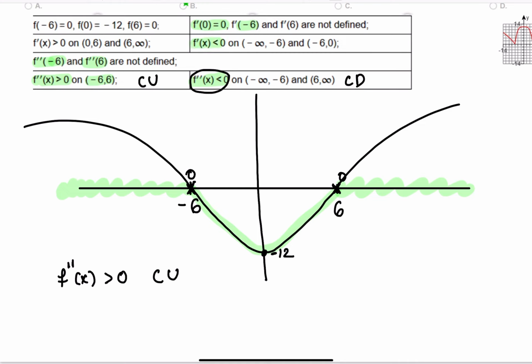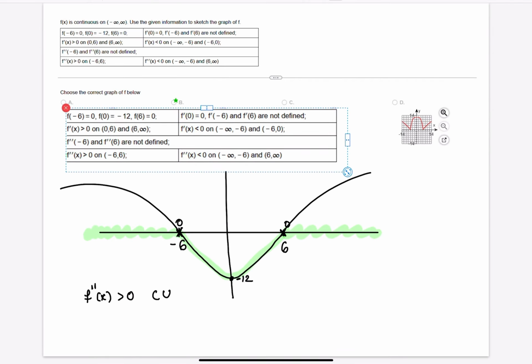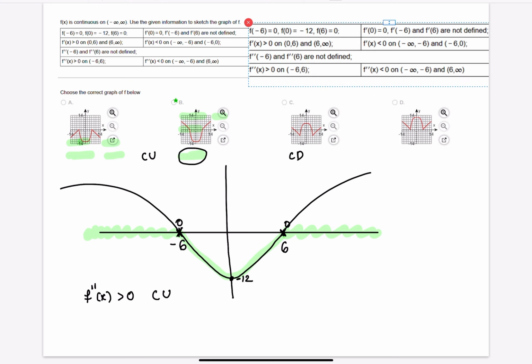F prime of x is greater than 0 from negative infinity to negative 6. Of course, that is going to be negative infinity to negative 6. As you can see, if f double prime is greater than 0, that means that is also greater than 0, right? And here also is the same thing. So once we've seen that, let's see which one matches. And clearly this graph is the one. Very simple. I simply join negative 6, 0, and positive 6, because these are the values given to me.